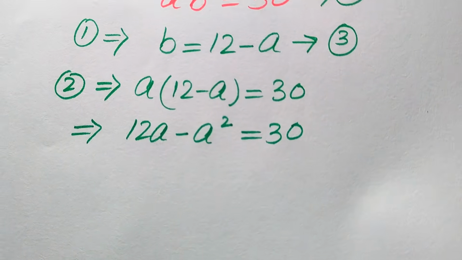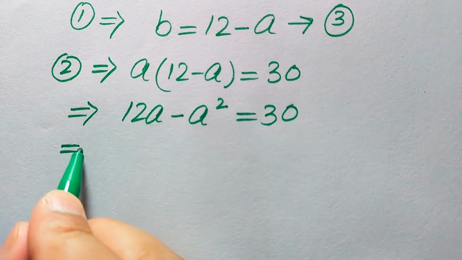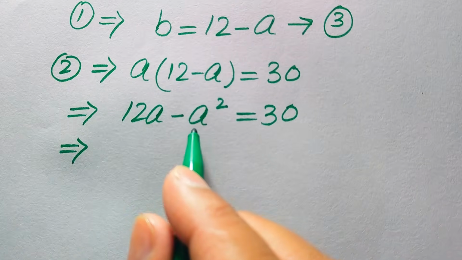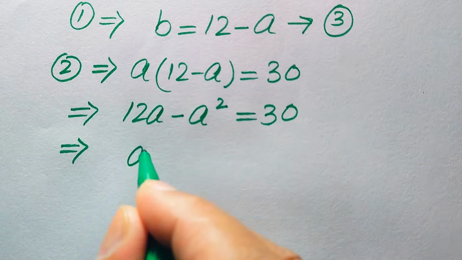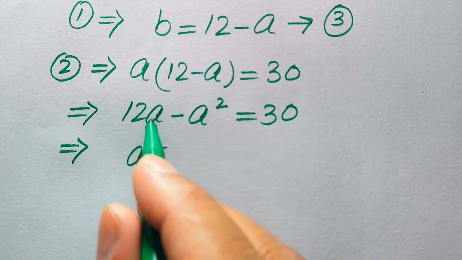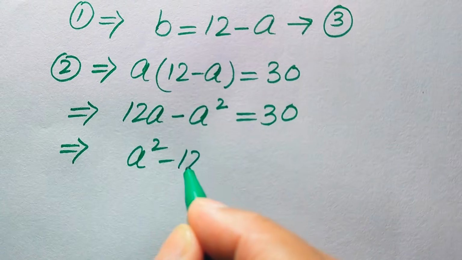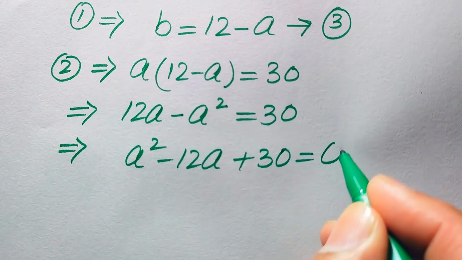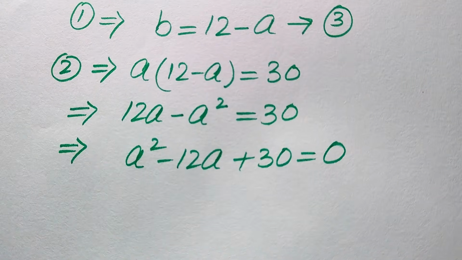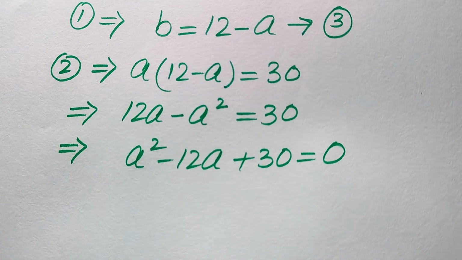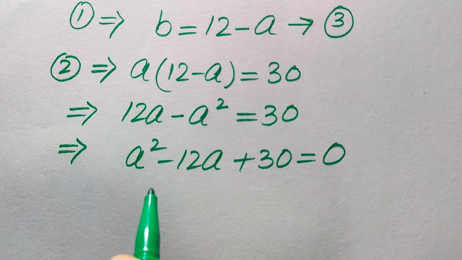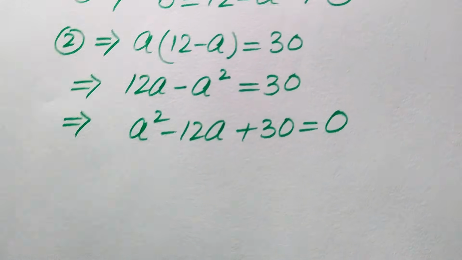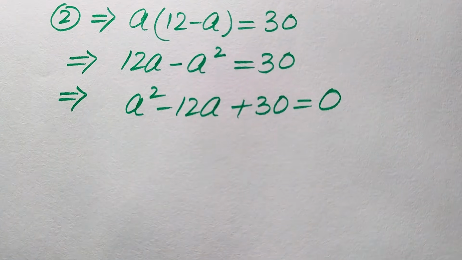And now in the next step, we move all the values from the left hand side to the right hand side, and it will be written as 12a minus a square. When we move minus a square to the right hand side, it becomes plus a square. Plus 12a becomes minus 12a, and this is plus 30, and this whole equation is equal to 0. So after a little bit of simplification, we convert our equation into the quadratic form of a variable, so that we use the quadratic formula to solve this quadratic equation.